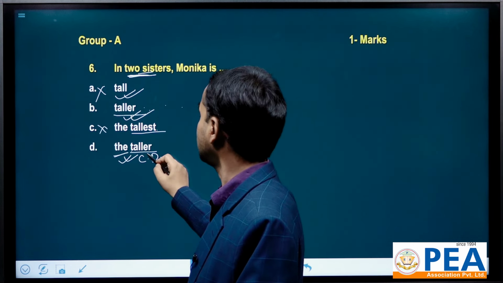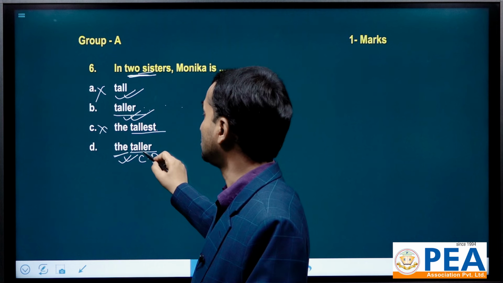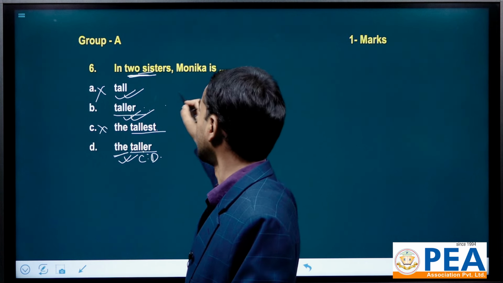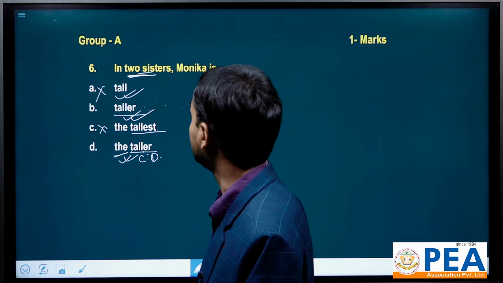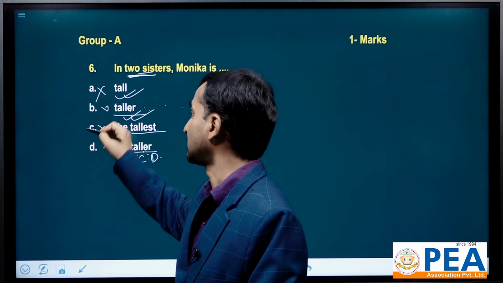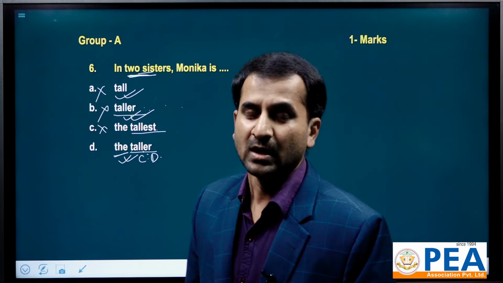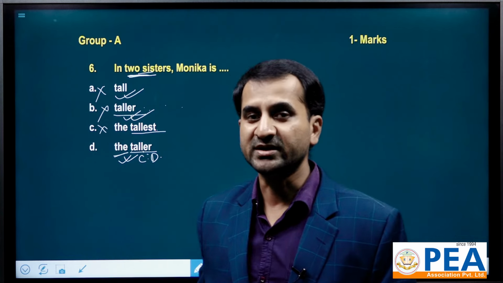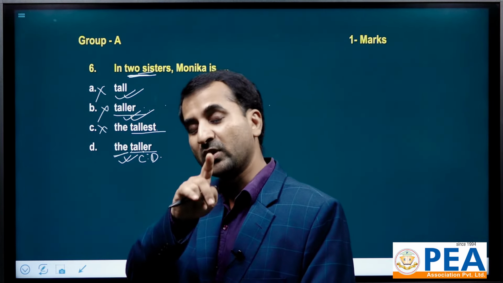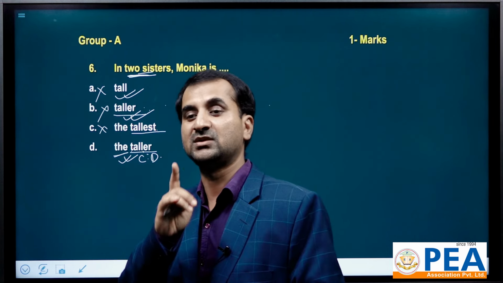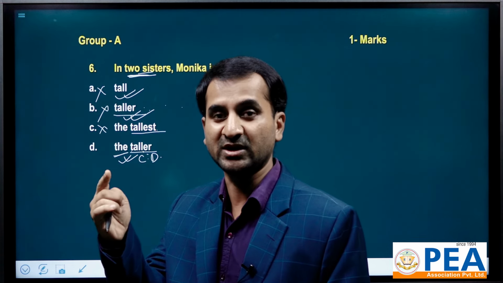And also when we have to choose, we use the before this one. So the obvious answer would be the taller. In the two sisters, Monica is the taller. Now I am telling you, there are two conditions when a comparative degree takes the before it. Otherwise we have always studied that the is used before the superlative degree.